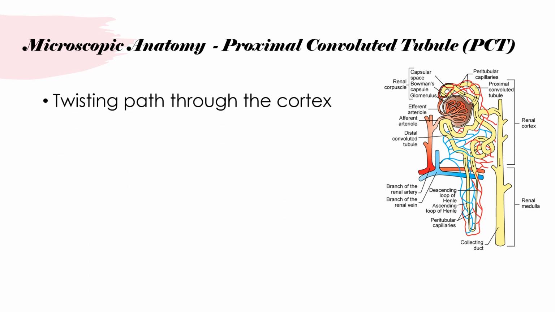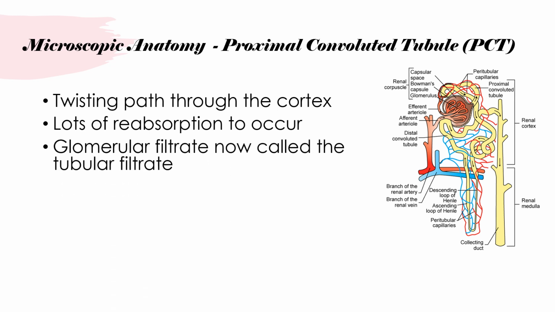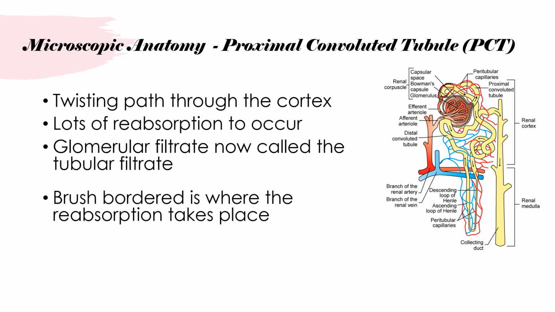Okay. We then can see within this twisting path through the cortex. Okay, so the twisting part and the moving around, all that PCT, that's going to be in the cortex. And that's going to have a lot of reabsorption occurring. The glomerular filtrate, once it's going through there, so we go to glomerulus, Bowman's space, glomerular filtrate. Now, because we're in the tube, it's going to be called the tubular filtrate.